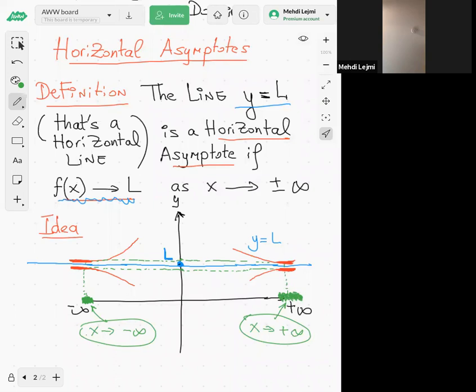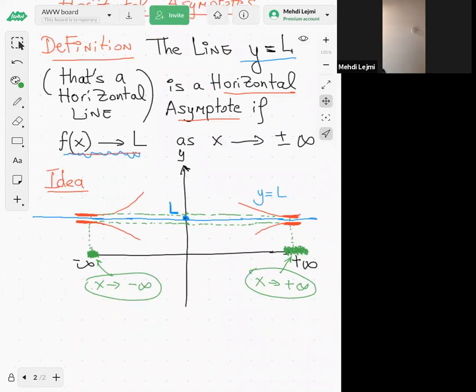Any questions, guys? All right, so then let me show you how to find the horizontal asymptote in general, and then we're going to have a couple of examples. Next time we're going to have more examples, because I'm going to show you how to use all this information to graph rational functions.